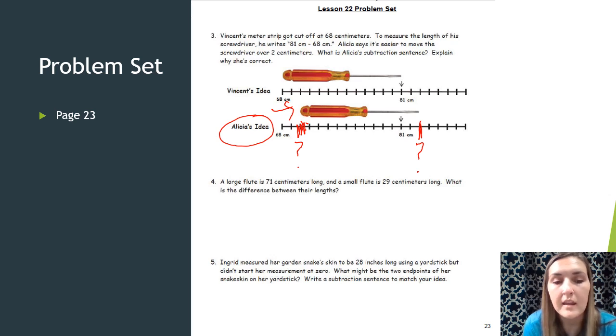Number 5, Ingrid measured her garden snake skin to be 28 inches long using a yardstick, but didn't start her measurement at 0. What might be the two endpoints of her snake skin on her yardstick? Write a subtraction sentence to match your idea.